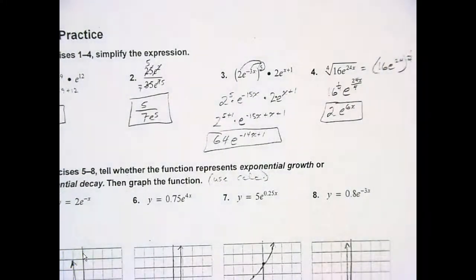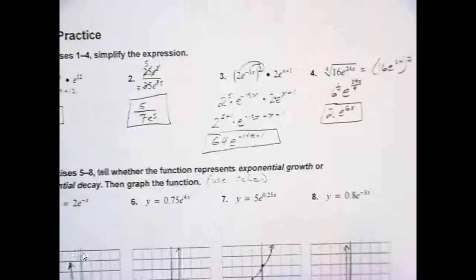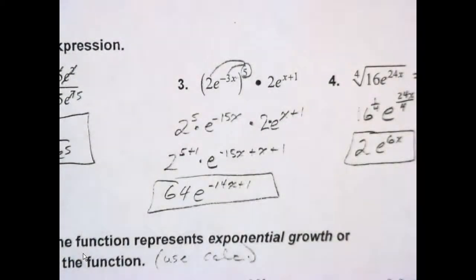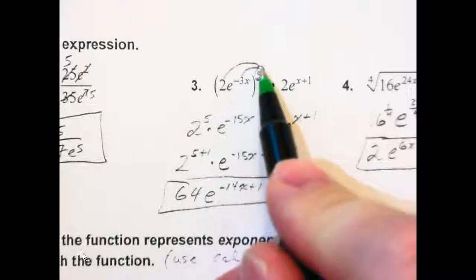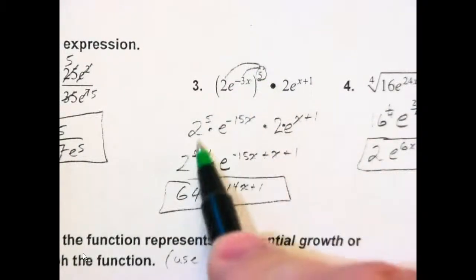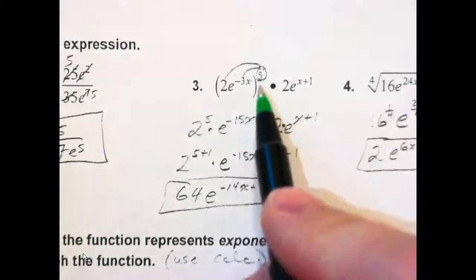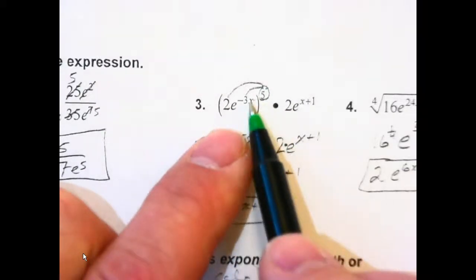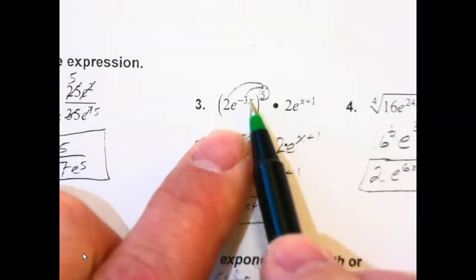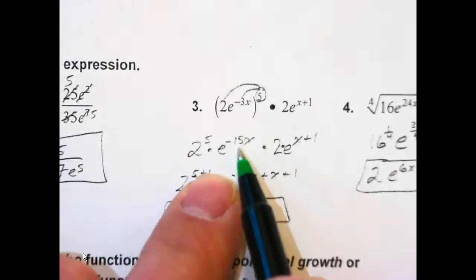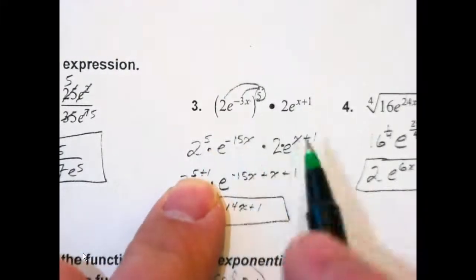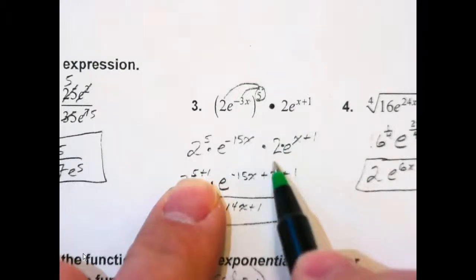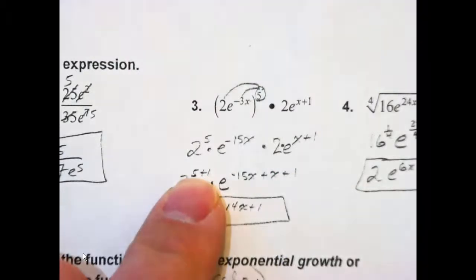Can I explain number 3? I can explain it. Yes. I'm going to walk you through what I've done here, and then you guys can ask questions. I'm distributing the power. So 2 to the 5th is 32. And e to the negative 3x right there. So I'm just multiplying the 5 by the negative 3 to get negative 15. So 2 to the 5th, e to the negative 15x, and here I have 2e to the x plus 1. So I'm just bringing this right down. Everyone with me so far?